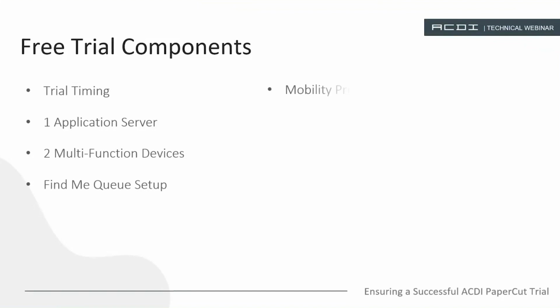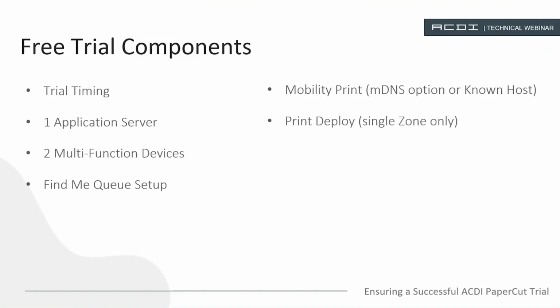We will configure the mobility print option if your customer requires it. Here we'll use either the mDNS option or known host. DNS can just be a little too time-consuming to configure for a free trial, so we limit it to the standard setups that can be installed in just a few minutes. Same for Print Deploy. A single zone will be set up if the customer would like to test that feature. Print drivers will need to be already installed.